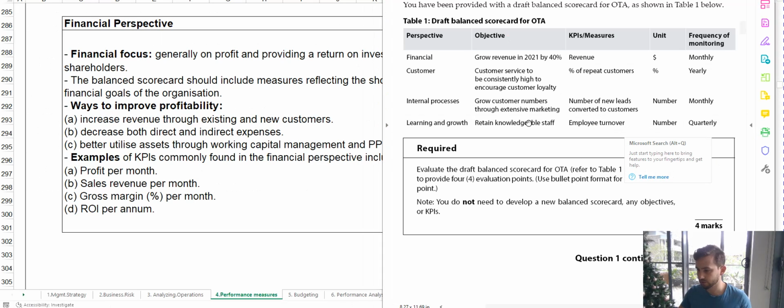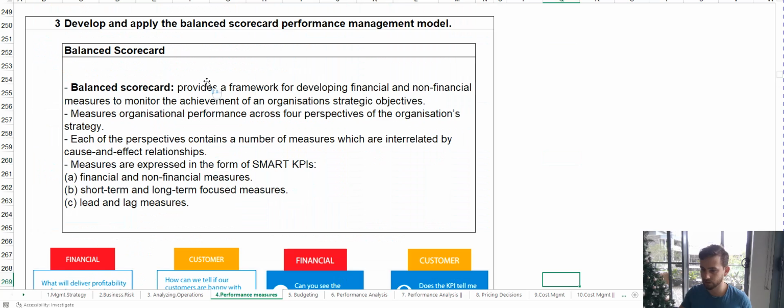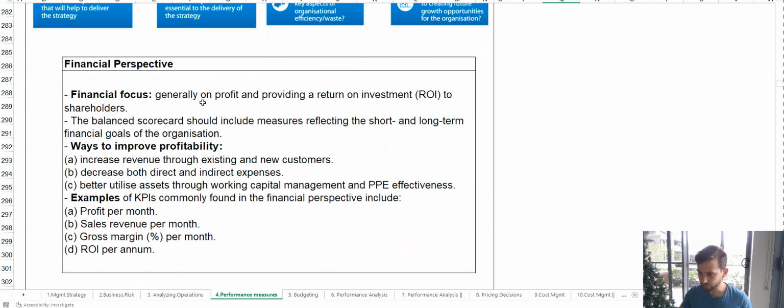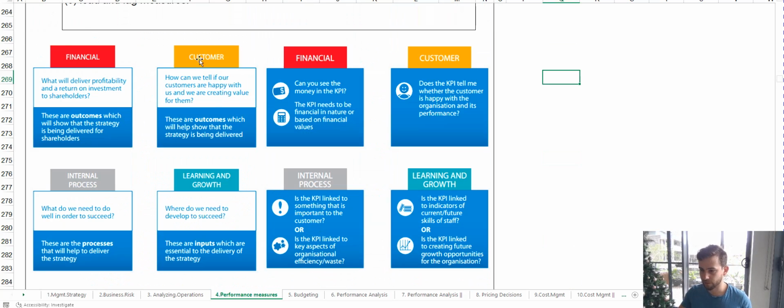Okay, so I don't want to go into too much detail there. I just want to give you a rough idea as to what a balanced scorecard might actually look like, and what an example question might be in relation to a balanced scorecard. Okay, so let's keep deep diving into each of these categories.